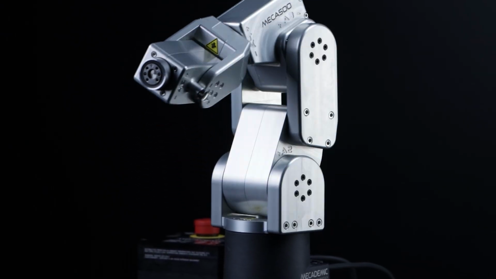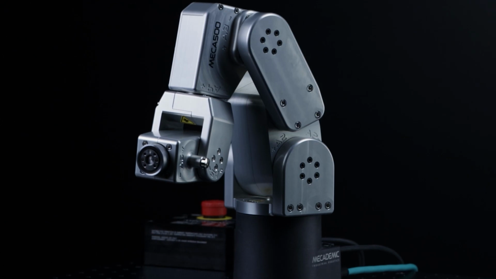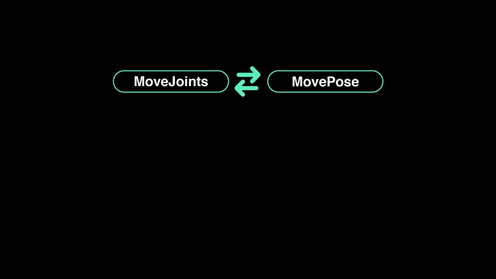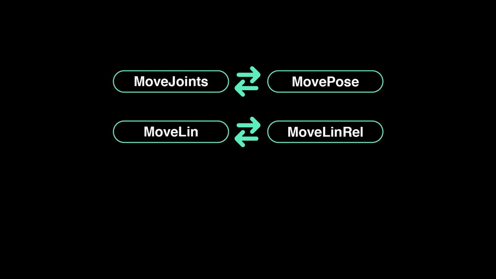It's crucial to understand which commands break blending and which don't. The first ones are the different types of movement: joint moves versus linear moves. Joint moves like MoveJoints and MovePose can be blended together. Linear moves like MoveLin and MoveLinRel can also be blended together.